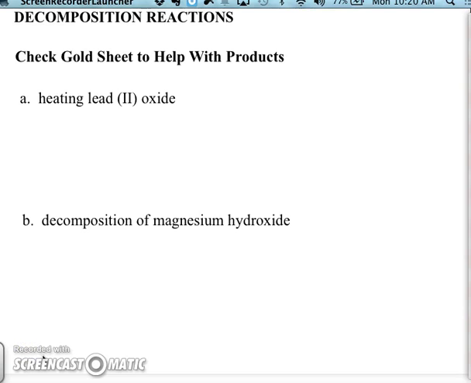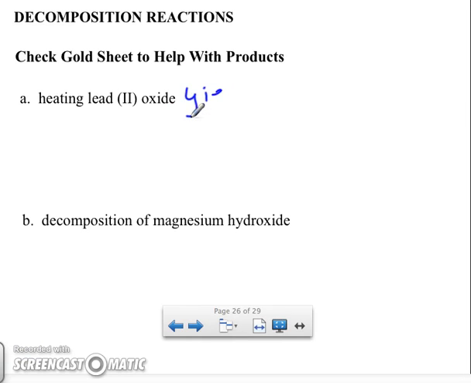Let's finish the word equation. Heating lead-2 oxide yields lead plus oxygen. The only thing left to do is write out and balance the equation.